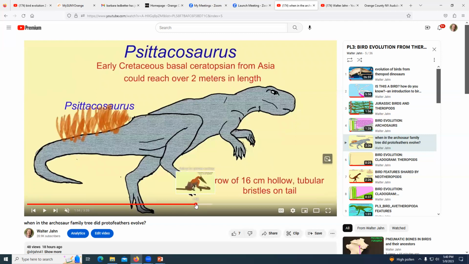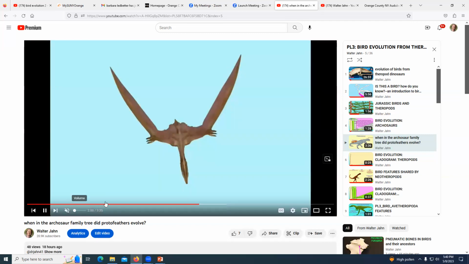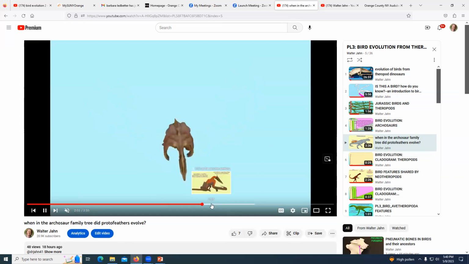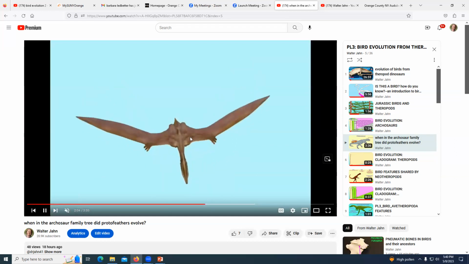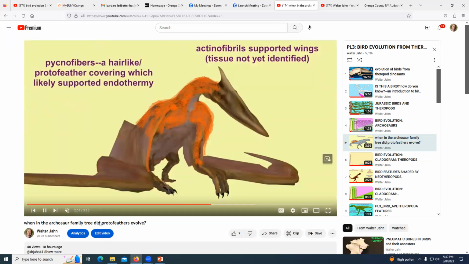And then even, and this has been known for a while, the flying reptiles called the pterosaurs, which were not dinosaurs, were covered in these hair-like bristles, and we're just not quite sure what they were made of.